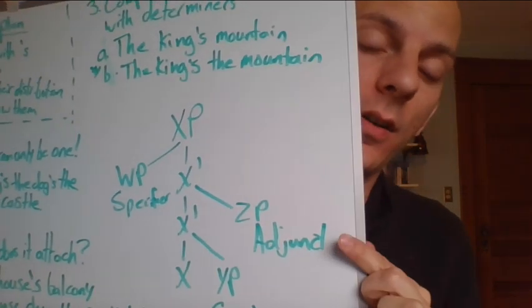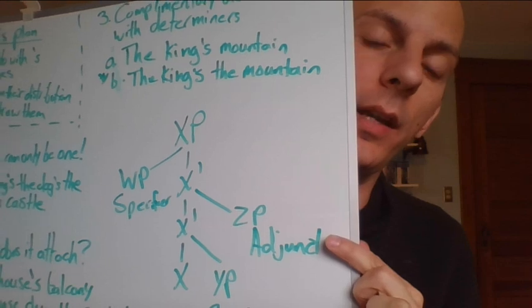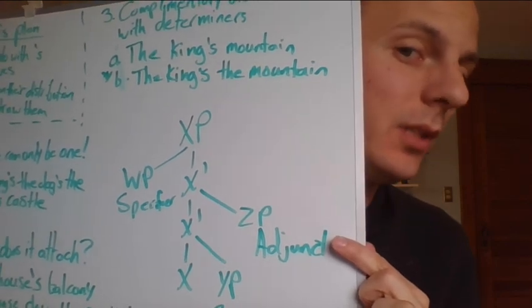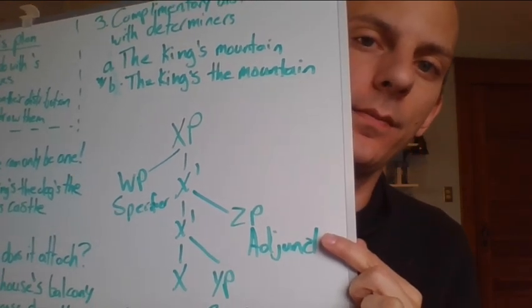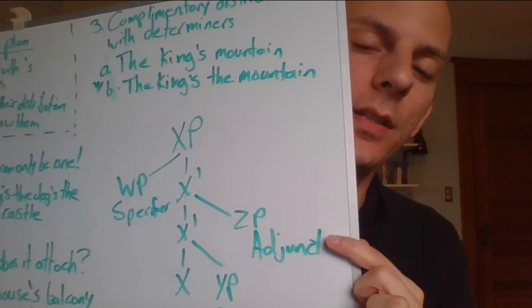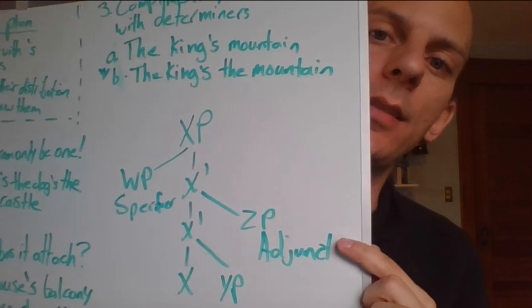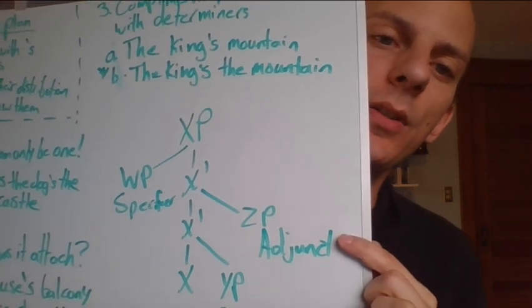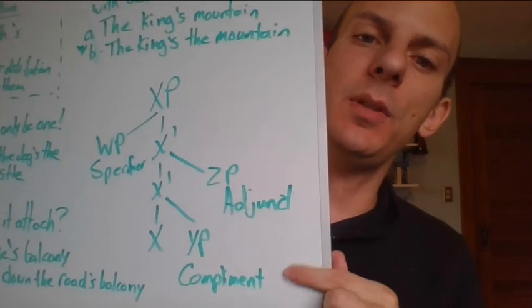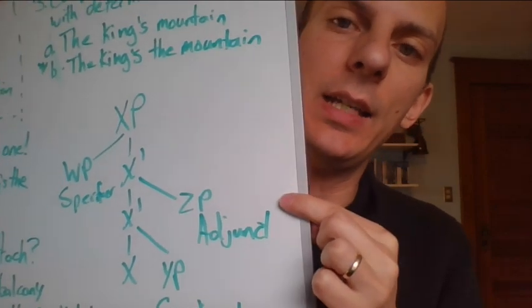And there can't be any other daughters of the XP because it's binary branching. So there can only be one specifier, because it has to be part of its structural definition that it's the daughter of the phrasal level XP. So there can only be one specifier, there can only be one complement, we can have as many adjuncts as we want. Now let's rewind.